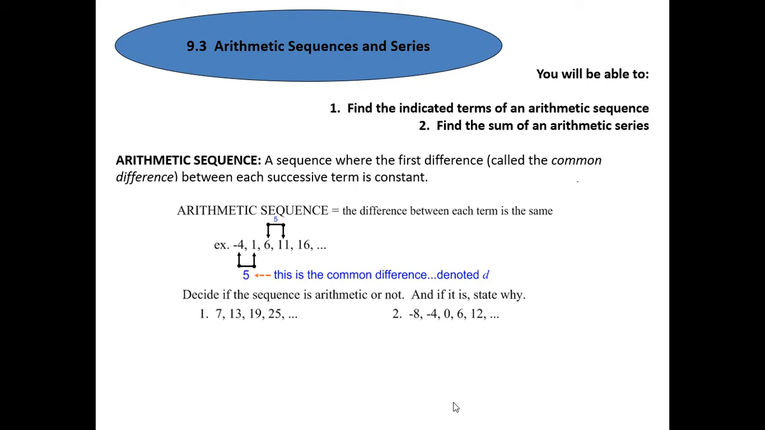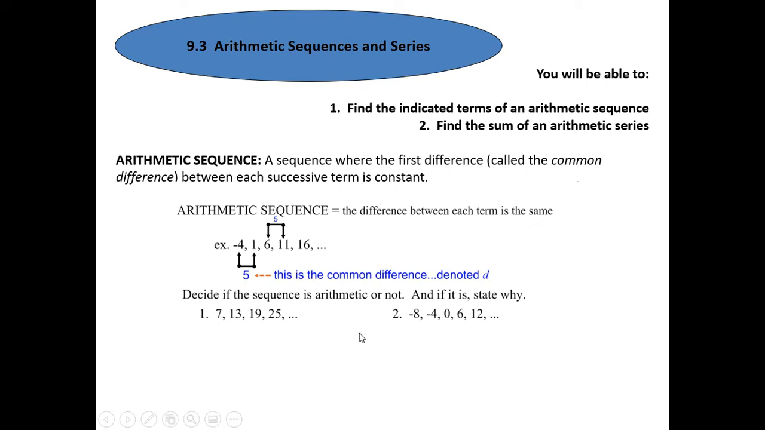We mentioned last time that an arithmetic sequence is a sequence where the first difference, called the common difference, marked by a D, between each successive term is constant. So every two terms are going to have the same difference between them. For example, here I've got -4 to 1. The difference is 5. From 1 to 6 is 5. From 6 to 11 is 5. From 11 to 16 is 5. So the difference D is equal to 5.